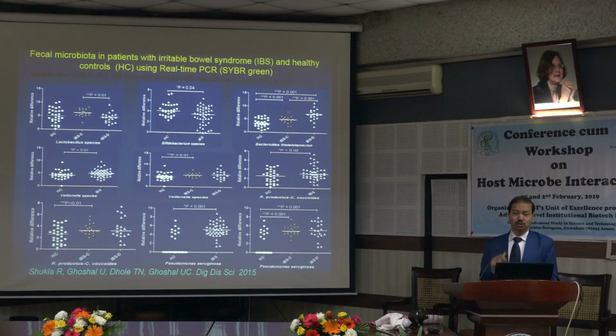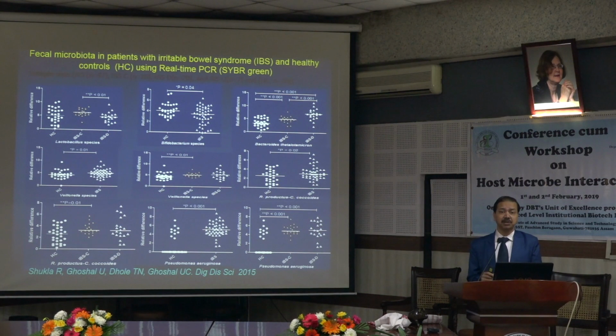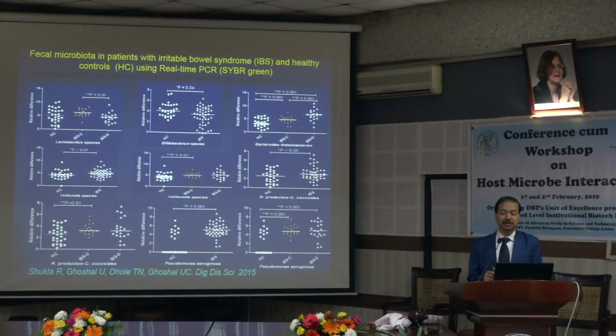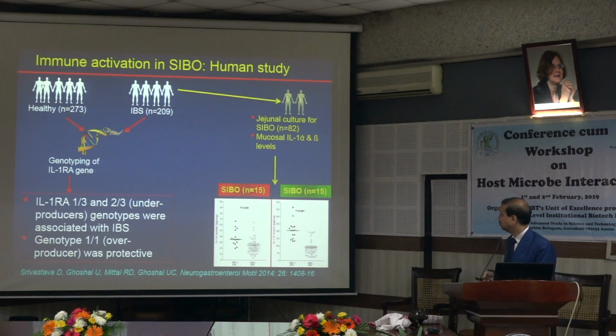If you get a Pseudomonas in the gut, it is a bad bacteria. You know why? Because Pseudomonas produces some toxin. This toxin targets the nerves of the gut, and the nerves of the gut become malfunctional, so that gut movement changes, and that leads to disease. So this study showed Pseudomonas is a bad bacteria. You should not have it in the gut.